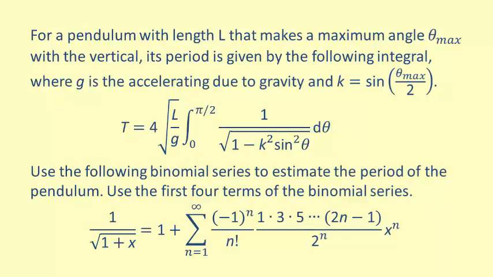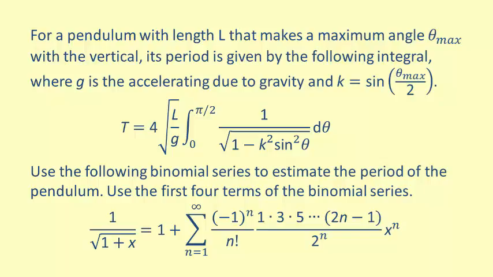We are given that the period is equal to 4 times the square root of L over g times the integral from 0 to pi over 2 of 1 over the square root of 1 minus k squared sine squared of theta d theta. We can use the binomial series 1 over the square root of 1 plus x equals 1 plus the sum from n equals 1 to infinity of negative 1 to the n over n factorial times 1 times 3 times 5 and so on up to 2n minus 1 over 2 to the n, all times x to the n.